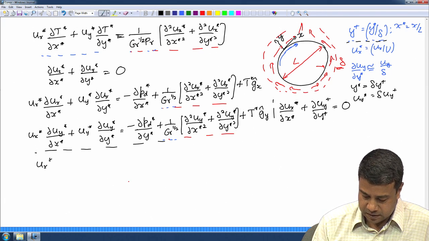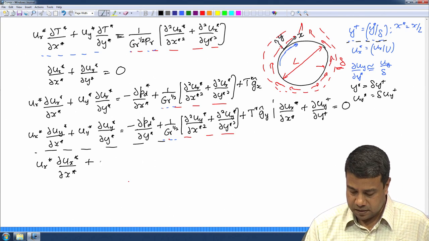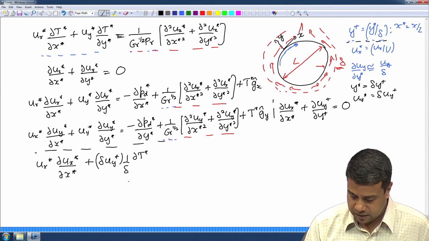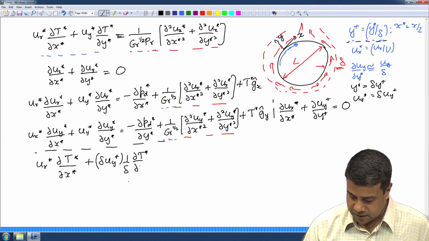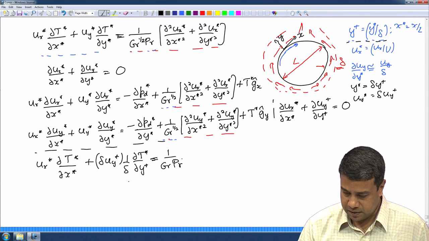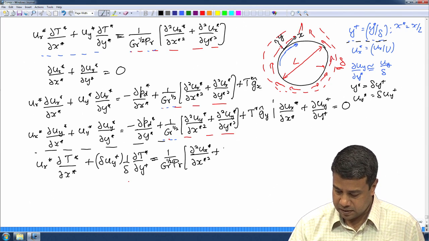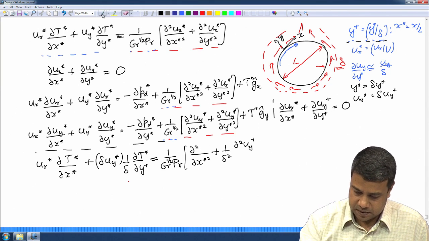Temperature equation: ux partial ux by partial x plus uy star times delta times uy plus into 1 over delta partial T, sorry, this should be temperature, by partial y plus is equal to 1 by Grashof number to the half, Prandtl number into partial square ux by partial x square plus 1 by delta square T. This is T, it's a temperature equation.